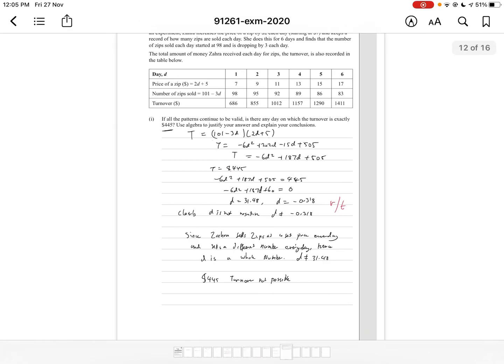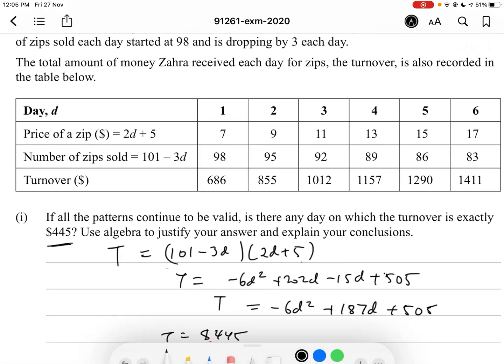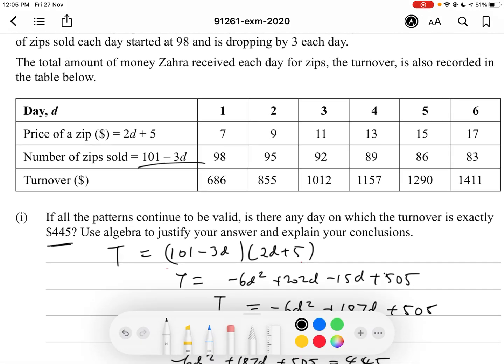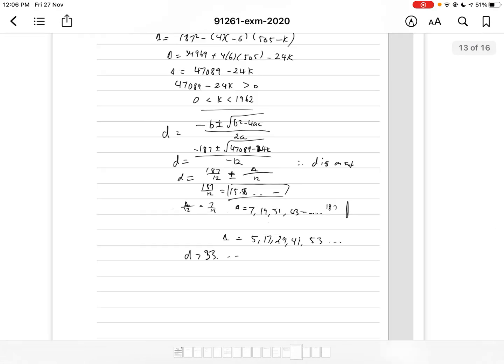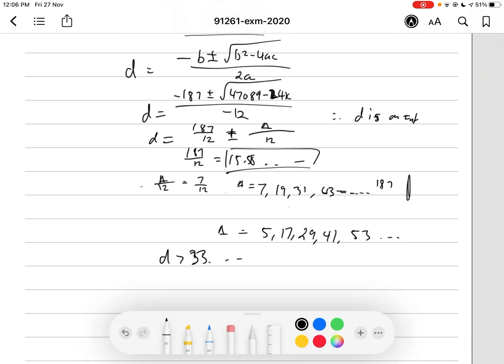The reason for this is if we go back to our zips, we know the number of zips is 101 minus 3d. Let's say d equals 33. Then we're selling 2 zips, and on the 34th day we'd be selling negative 1 zips. In a real life situation, it's not possible to sell a negative number of zips. So d is restricted to 33, and that's where it must end.